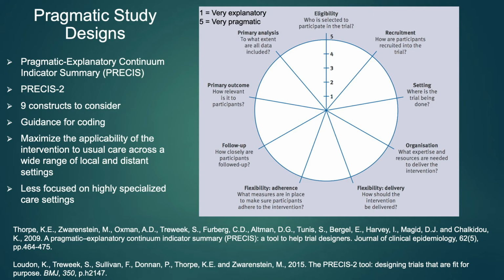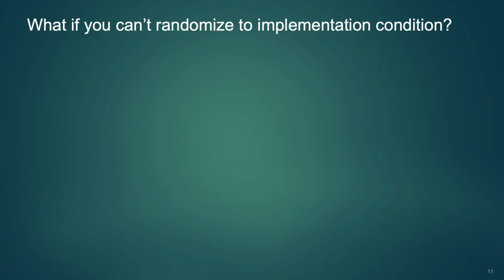And the idea of PRECIS is that as you move from the center, where it's very explanatory, think internal validity, you're moving more towards generalizability and external validity as you move through these different decision points in your study designs. I talked about RCTs and more controlled trials.